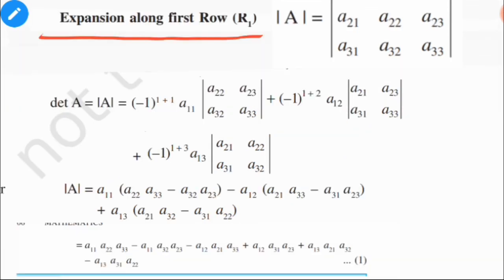So that's equal to A11 A22 A33 minus A11 A32 A23 minus A12 A21 A33 plus A12 A31 A23 plus A13 A21 A32 minus A13 A31 A22. So that's the value of this determinant. This is the method of expanding a 3 by 3 determinant along R1, along row 1.